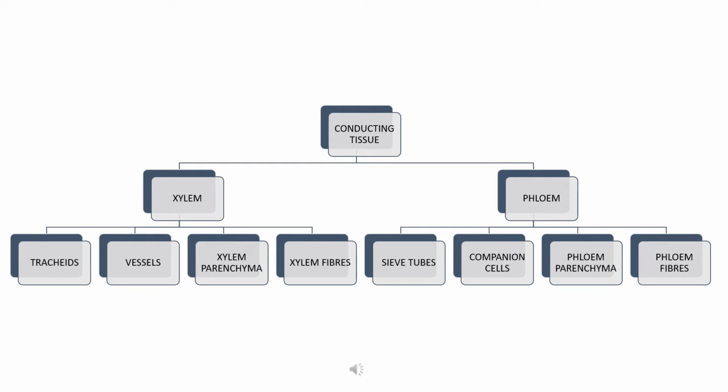Now since xylem is a tissue, it is made up of different types of cells. The types of cells that are present in xylem are the tracheids, the vessels, the xylem parenchyma and the xylem fibers. In the case of phloem, the tissue is also made up of four types of cells, but the names are different. Here, the components of the phloem are the sieve tubes, the companion cells, phloem parenchyma, and the phloem fibers.